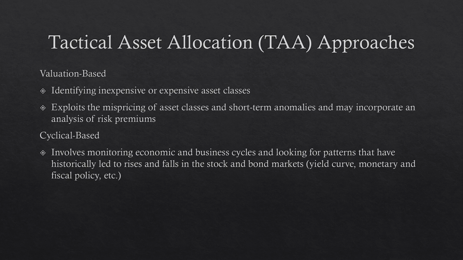It involves monitoring the economic and business cycles and looking for patterns that have historically led to rises and falls in the stock and bond market. So you would mainly look at the yield curve, monetary and fiscal policy, etc. So if you look back at the year 2021, we had inflation going up quite a bit. Interest rates were still historically low. And so some people, if they use that cyclical approach, they could have looked at the fact that inflation was rising and interest rates were really low, and they could have maybe predicted a bit that interest rates had to go up to counteract inflation.